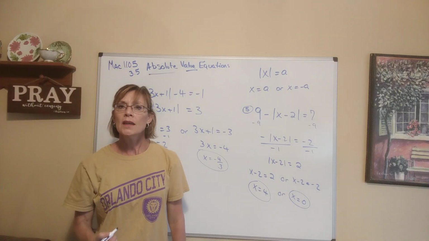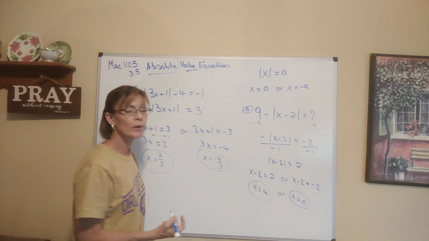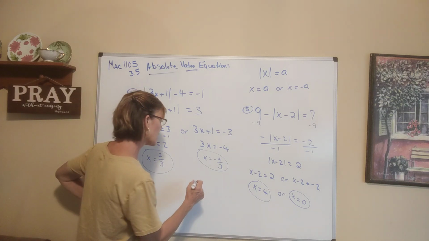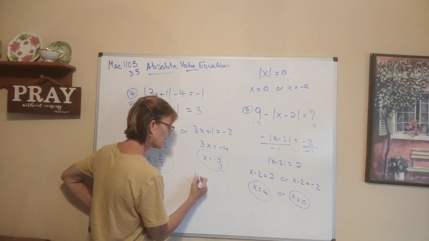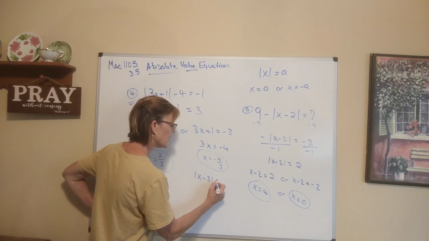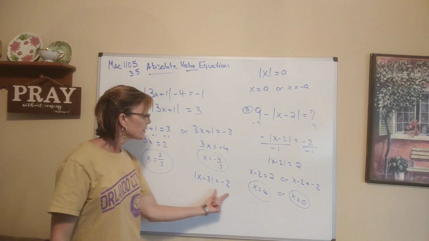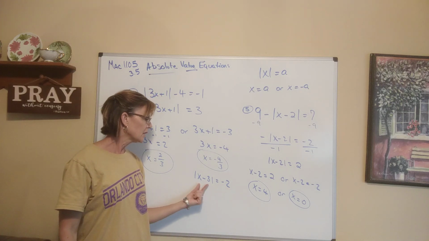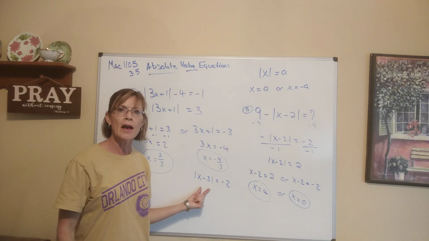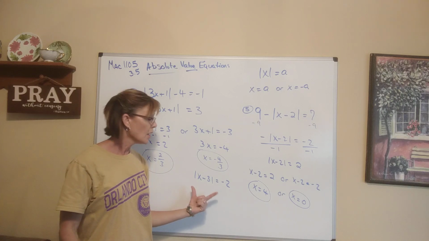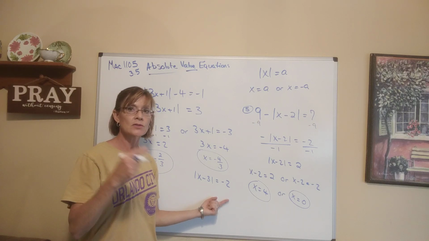There's a case that we can get where we get no solution. Let me just show you that real quick. If we had some expression, let's say the absolute value of x minus 3 is equal to negative 2. There are no numbers we could get in here that's going to give me an absolute value, a distance of negative 2. So if you ever get this, the answer is no solution.